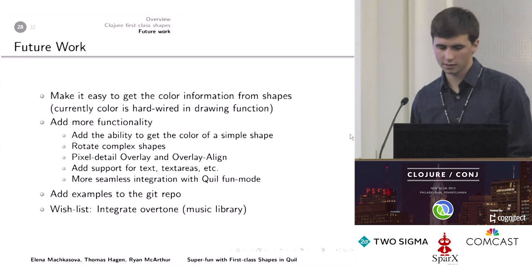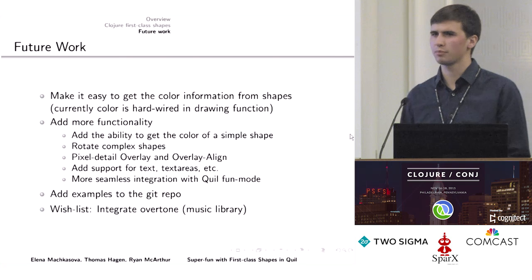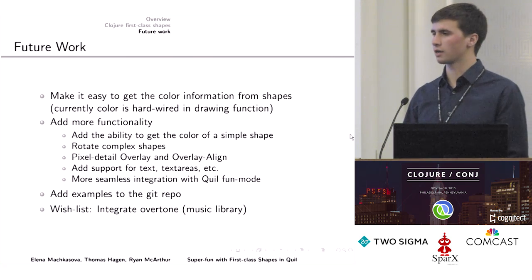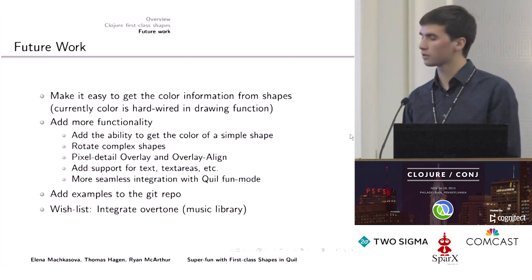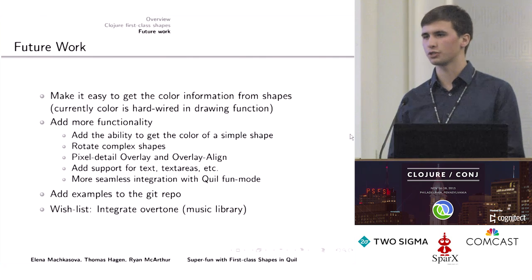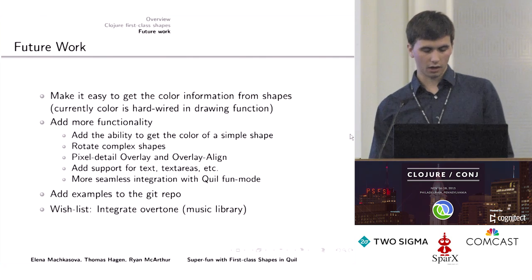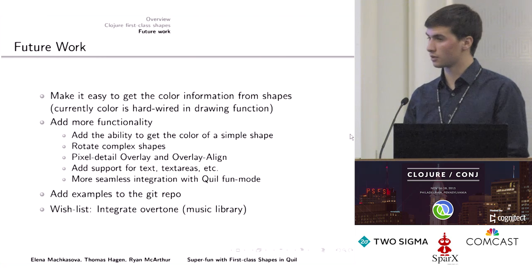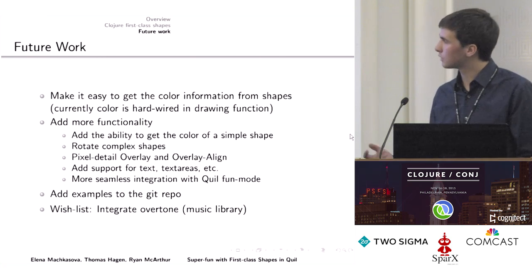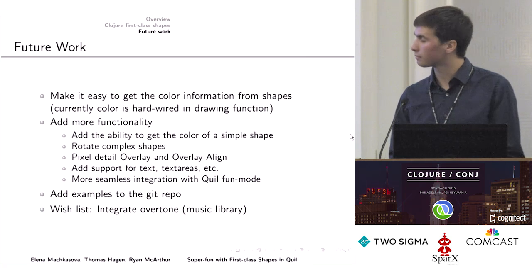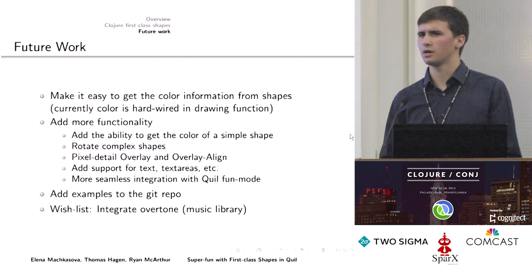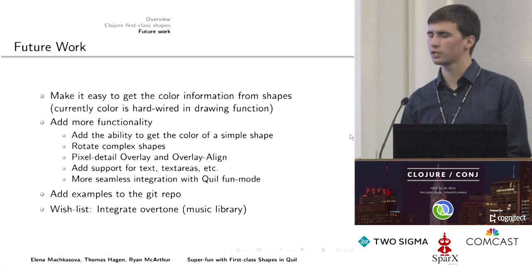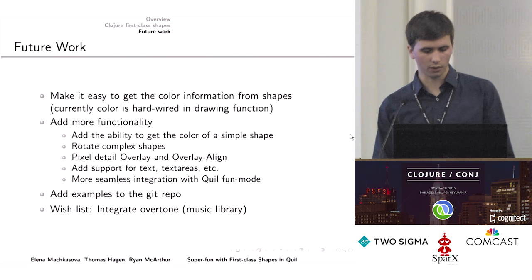So in the future, we'd like to be able to get the color of an individual shape. Currently, you can't, because the color and the drawing for Quil currently happens within the draw state entirely. So you can't actually get the state of the color, because you just set the fill, you draw the shape, and as soon as you change the fill, that information's gone. We'd like to add more functionality to our fun mode. Like we said, add the ability to get the color of a simple shape. Rotating complex objects we currently can't do. We ran out of time mainly, but it was also harder than we thought it'd be because of the rotation on the origin. So we're looking to get that working.